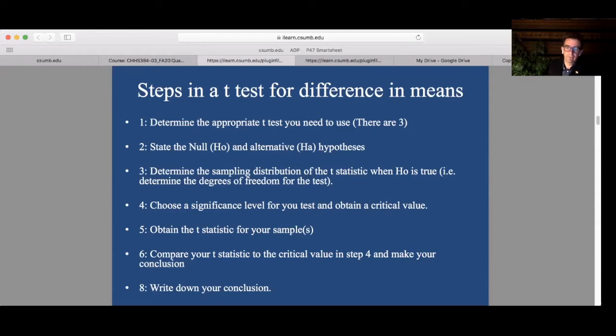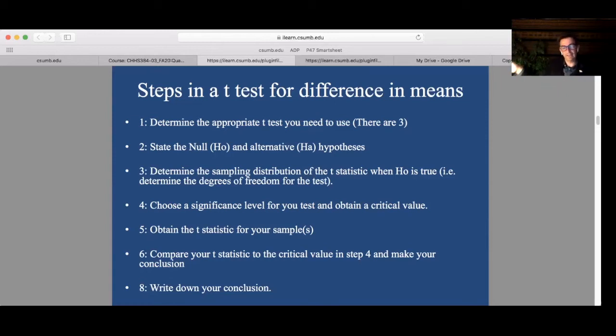The third step is, again, to determine the sampling distribution of the t-statistic when the null is true, right? And this we do because we want to compare our t for our little sample to the t's that come from a population where there is no difference, right? And in this population where there's no difference, we have to know how that is distributed, and for that, we need to determine that sampling distribution.